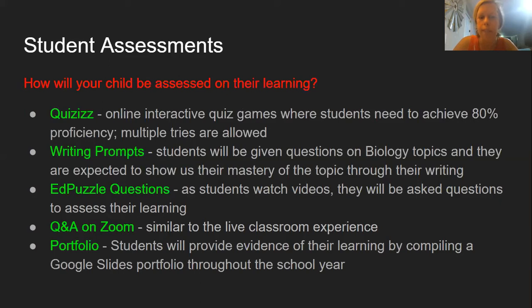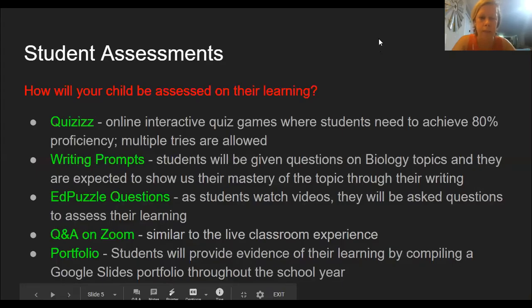Quizzes is an online interactive quiz game, and it would have questions that are related to the topic that we're learning in class. Students get multiple attempts to play the game, and we say that they need to achieve an 80% proficiency in order to pass the quiz. In order to get 100% for that assignment, they need to get an 80 or above. So it's kind of a different threshold that we're setting. You don't have to get 100 to get 100, but if you get an 80 and above, we give you 100.